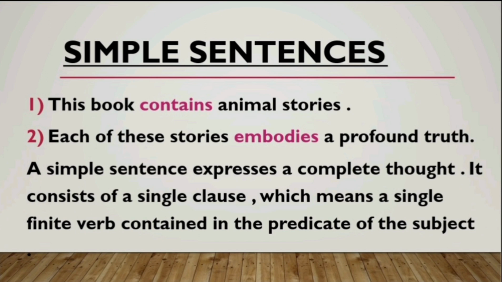So, simple sentence. A simple sentence expresses a complete thought. It consists of a single clause. A simple sentence has a single clause. When there is a single clause, it means it has one finite verb. So in simple sentences there is a single finite verb which is part of the predicate of the subject. For example, this book contains animal stories. This book is the subject, whereas contains animal stories is the predicate, and one finite verb is contained in the predicate, that is contains in this example.